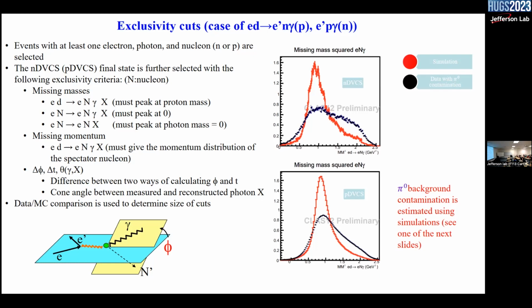Nevertheless, even after you apply the cuts, here you see a comparison for the E gamma missing mass squared. The red is the Monte Carlo. Oh, you cannot see it from here, sorry. And the blue or black is the data.